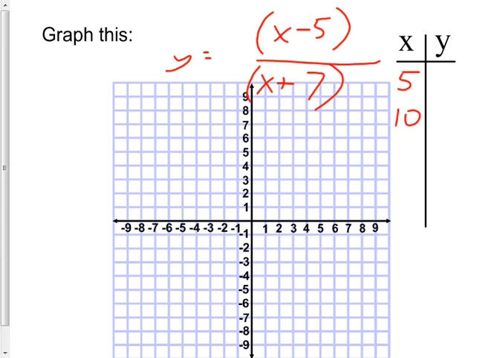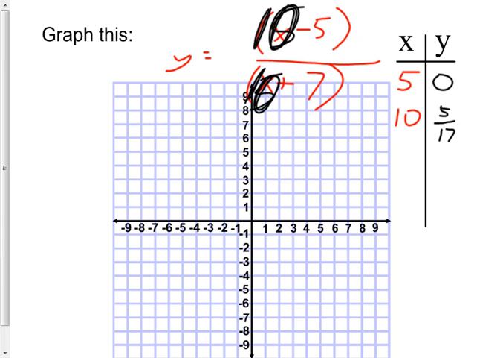All right, so if you put in a 5, you would have a 5 here and a 5 here, and wait a minute, I have a 0 on top. What's 0 divided by anything? 0. The only exception is 0 divided by 0, which is actually undefined. But anyway, the 10, when I put a 10 in here, 10 minus 5 is 5 over 10 plus 7 is 17. 5/17 is the answer. Raise your hand if you had that one right. Okay, good. So now you've got 2 of your points.